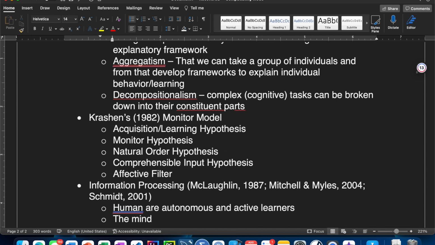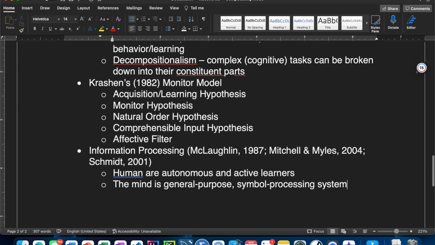Another element of information processing is the idea that the mind is a general purpose symbol processing system, right? So the mind itself did not originally necessarily evolve to interpret symbolic input, for example, language, but it is an ability, or a system, that has been layered on top of this general cognitive framework that is innate to human beings.